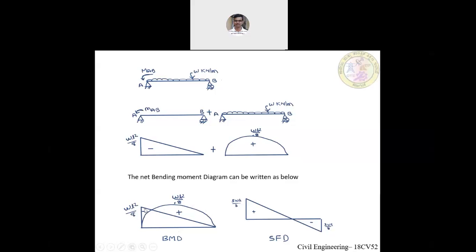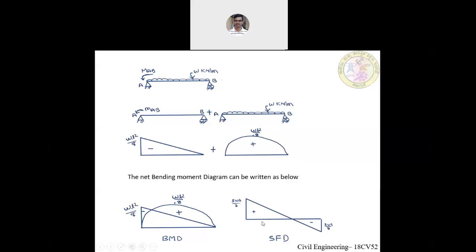Now this portion is a negative bending moment, and this portion will have a positive bending moment. And this is the portion where both negative and positive have got nullified. So we need to calculate the net effective bending moment, that is, the difference of these two, so that we will get the maximum bending moment.